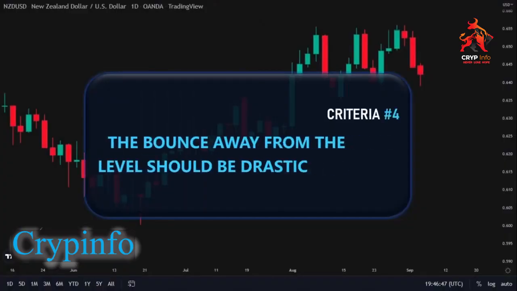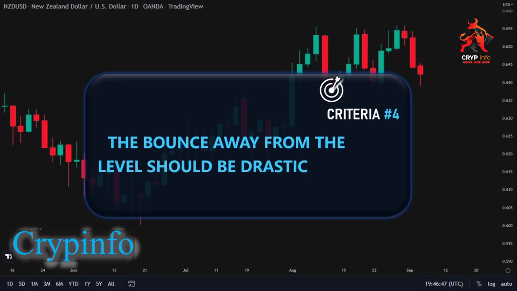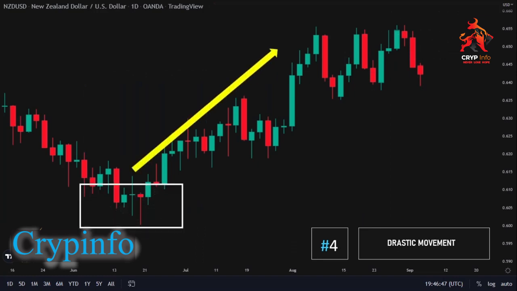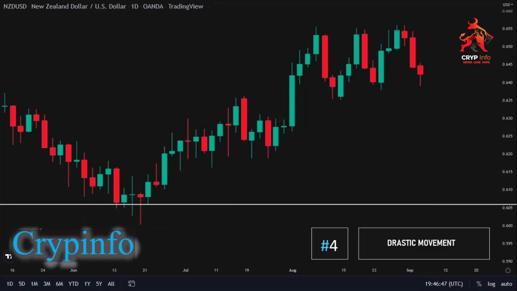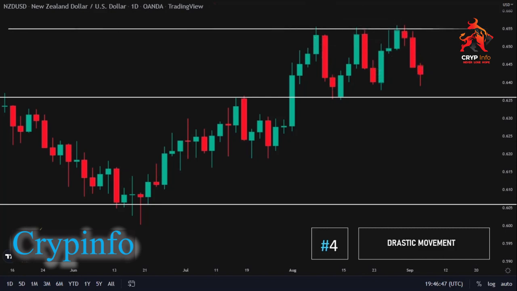Trait number 4, the bounce away from the level should be drastic, meaning not a tiny move away, but price should be reversed sharply in the opposite direction. As you can see right here, price bounced away from this level drastically. So we have a level of support here. Next, right here, again price reversed sharply in its opposite direction. So we have another support level here. And again, up top, every time price reached this area, it reversed drastically. So we have another level.